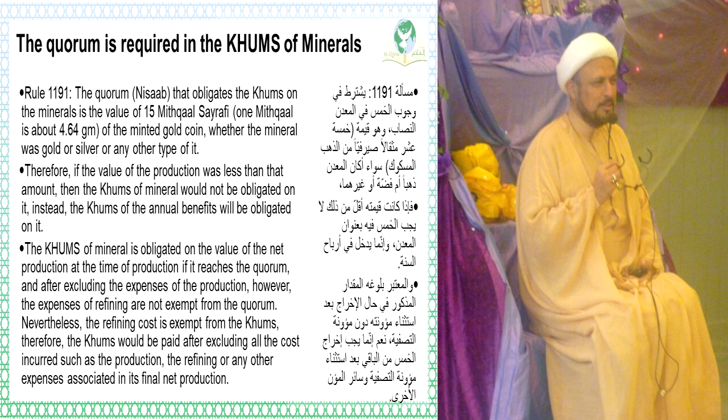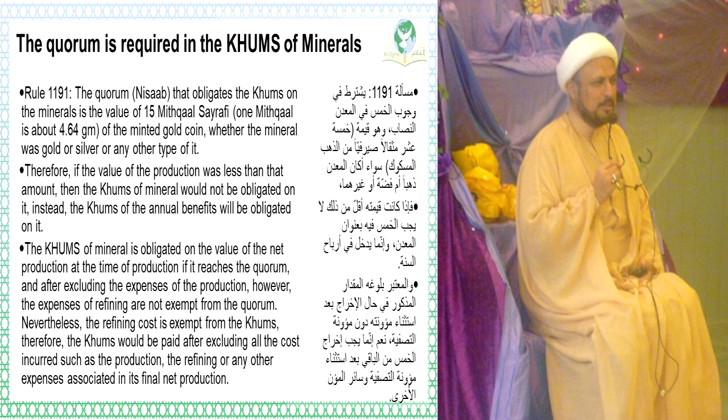يُشْتَرَطُ فِي وُجُوبِ الْخُمُسِ فِي الْمَعْدِنِ النِّصَابُ. And what is it? وَهُوَ قِيمَةُ 15 مِثْقَالًا صَيْرَفِيًّا مِنَ الذَّهَبِ الْمَسْكُوكِ. That is the value of 15 mithqal sayrafi, a weight of the type sayrafi, of minted gold. So instead of gram, it is called mithqal sayrafi. Gram is nowadays; before, they used to have a different way to measure weights. So this is a weight which is called mithqal sayrafi. If you put minted gold and the weight becomes 15 mithqal sayrafi, then that is 15 mithqal sayrafi. We said how much is it approximately? Yesterday, 52.5 something, because it's about 3.5.